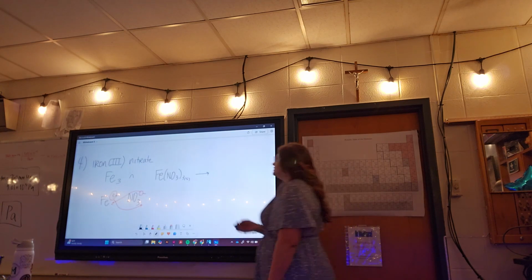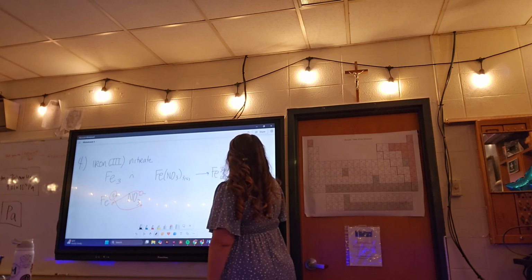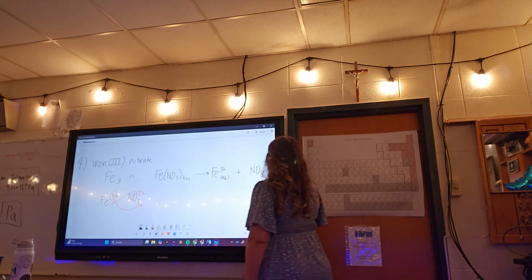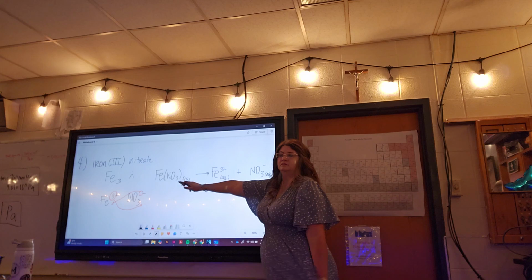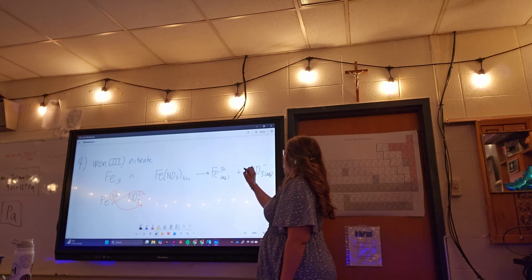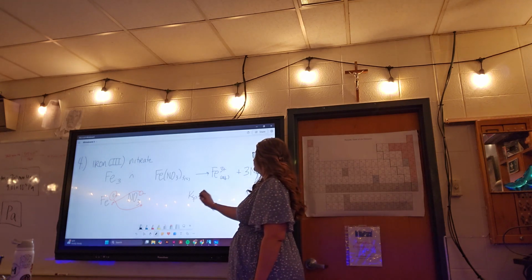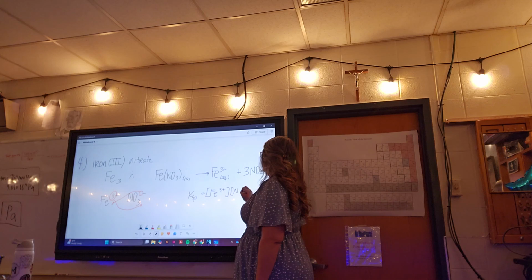So then to finish this off, we know the charge of Fe. We know the charge of NO3. What should I do with this 3? Put it in the front. And so then my Ksp will look like this.